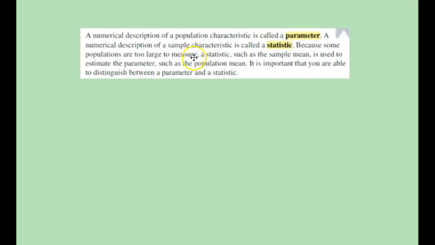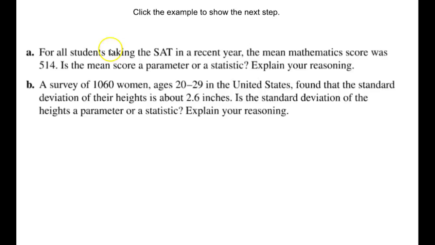So now we're going to look at parameters and statistics. A numerical description of a population characteristic is a parameter, and when I'm dealing with sample characteristics, it's called a statistic. Again, some populations are too large to measure, which when we're dealing with people is often the case. So then we use a statistic, such as our sample mean, to estimate the parameter, which is the population mean. The statistic is what we've tested out of our sample, and the parameter would be that out of the entire population.